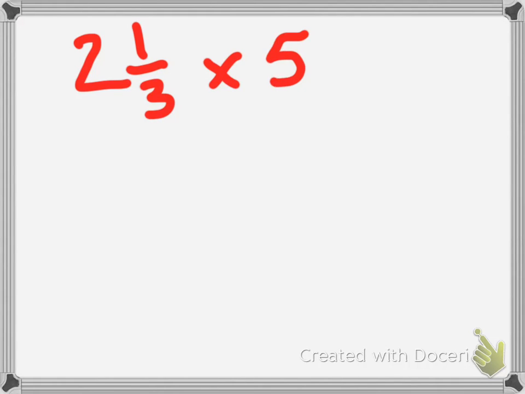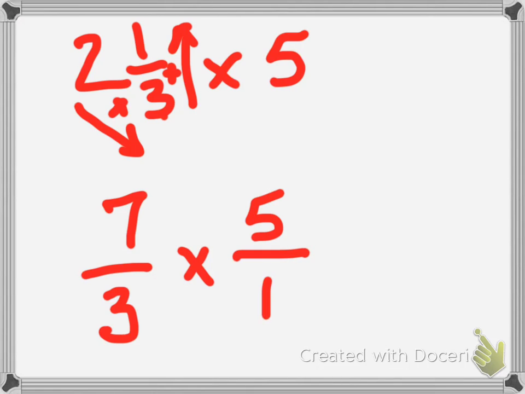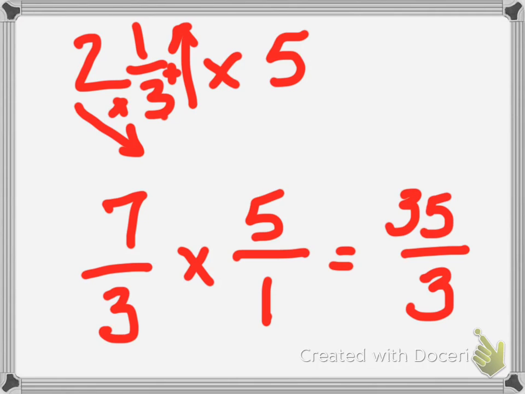When I go ahead and take 2 whole and 1/3 times 5 whole, I'm going to do my check mark method to change my improper fraction, which means I multiply by the denominator, add the numerator. 2 times 3 is 6, plus 1 is 7 over that denominator of 3. Multiply by 5 whole, so I can put that as 5 over 1. 3 times 1 is going to give me 3. 7 times 5 gives me 35.